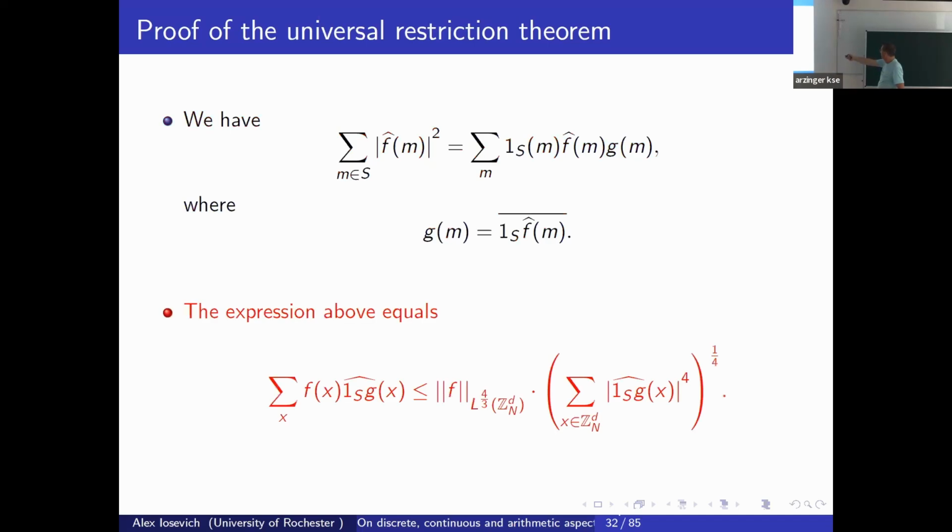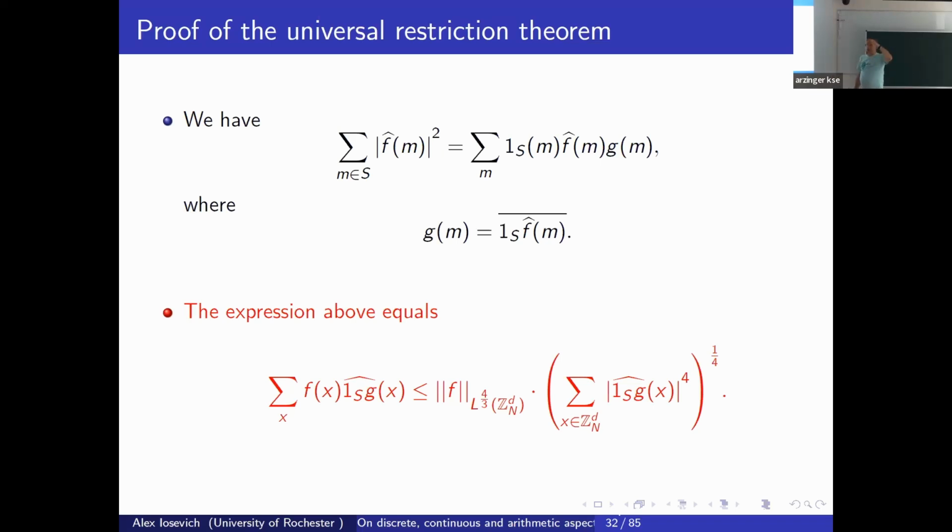So this expression equals, if you just write out the definition of the Fourier transform and change the order of summation, the summation over x of f of x times G hat of x. This just directly follows from here. And now we apply Hölder's inequality with exponents 4 thirds and 4. Why 4 thirds and 4? Well, we just talked about that.